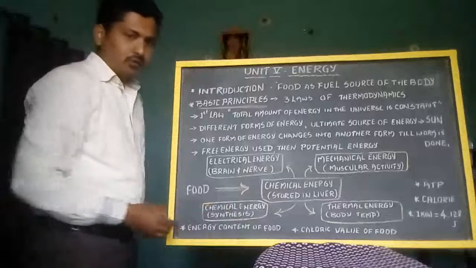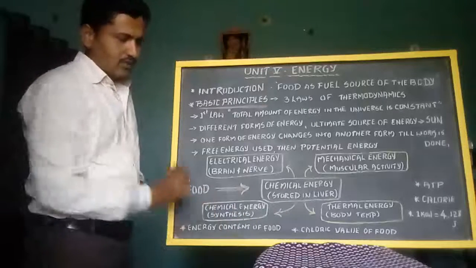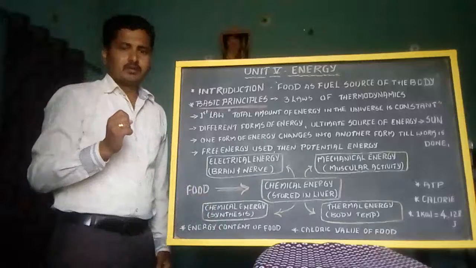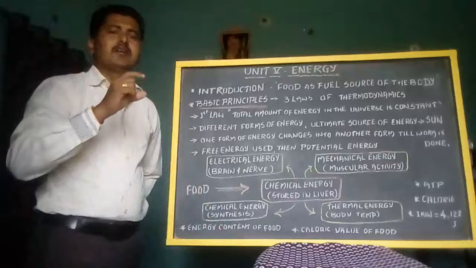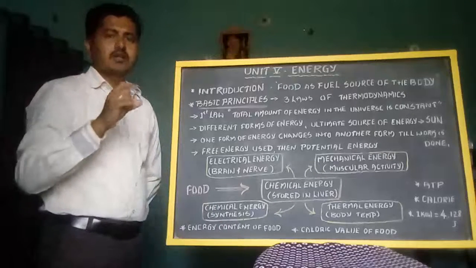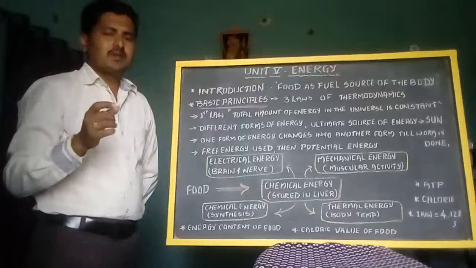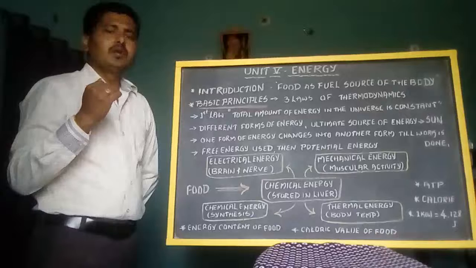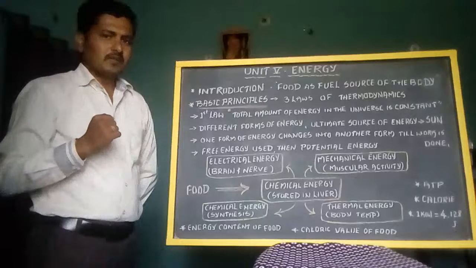After this, energy content of food. Within this, one more thing, ATP. ATP usually we will call as a currency of energy. Adenosine triphosphate. Energy currency we are getting in the form of ATP. Okay, adenosine triphosphate.